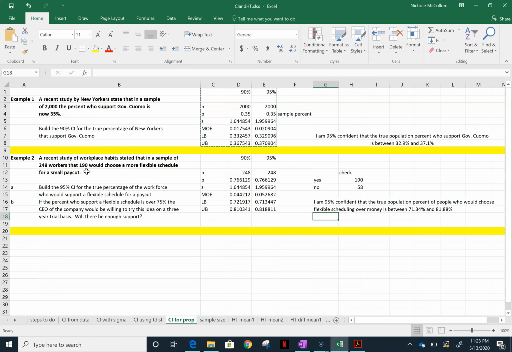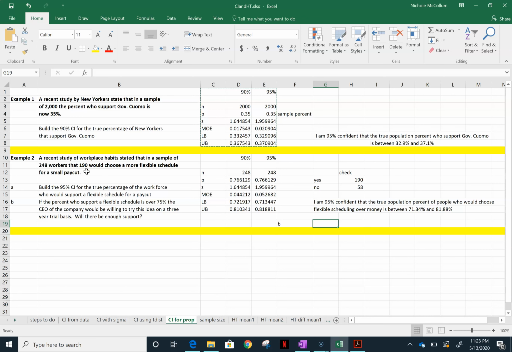The team has got the boss all hyped up about flexible scheduling and how this really will make the workforce happier, more efficient, more cost efficient. We got a lot of positive things. Part B. Can we make this happen? I'm pausing because I want you to think about the confidence interval and what it truly means if we're looking for over 75%.